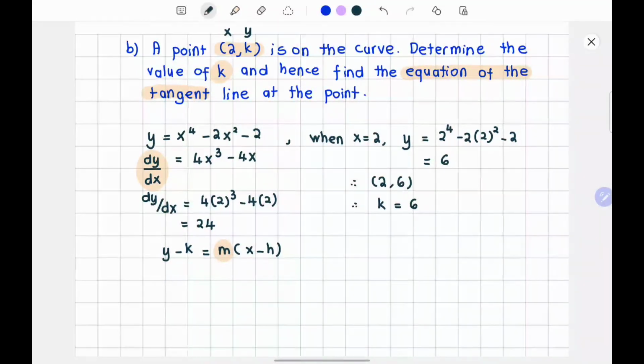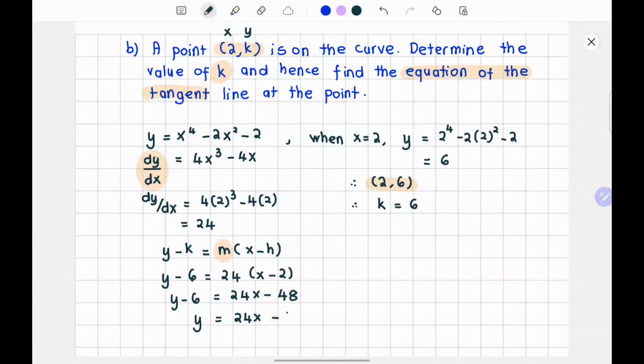Okay, then, dia ada K dengan H. K dengan H tu yang inilah yang kita dapat tadi. 2, 6 ni. So, kita sub masuk. Y minus 6 equals to 24 times X minus 2. Then, we expand. So, we get 24X minus 48. Then, Y equals to 24X minus 32. Okay, so siap soalan nombor 11.